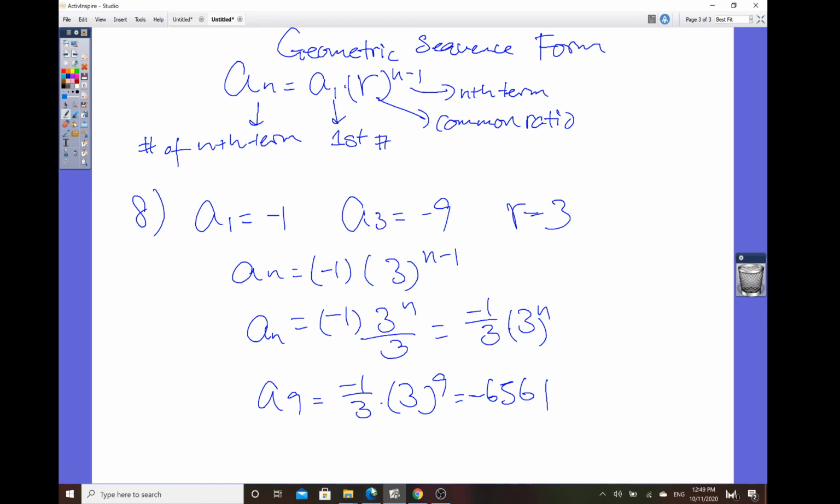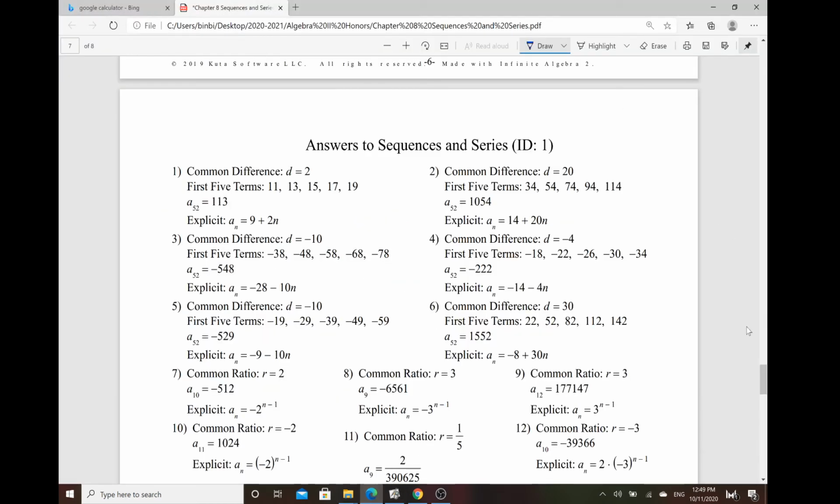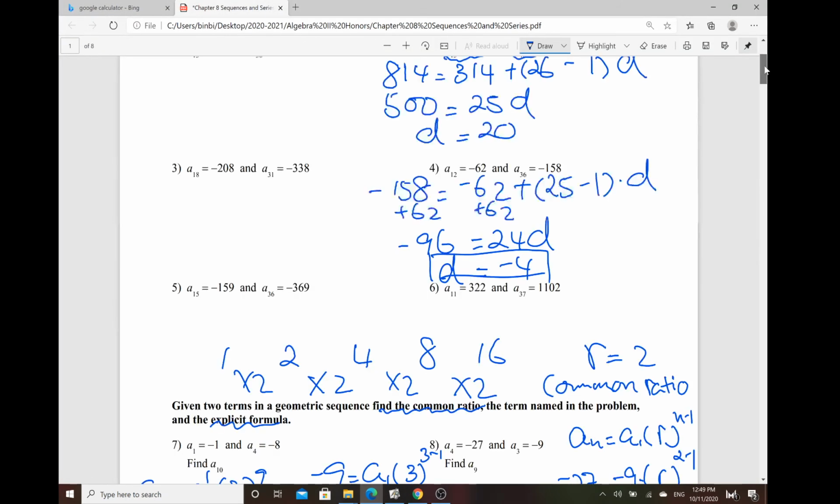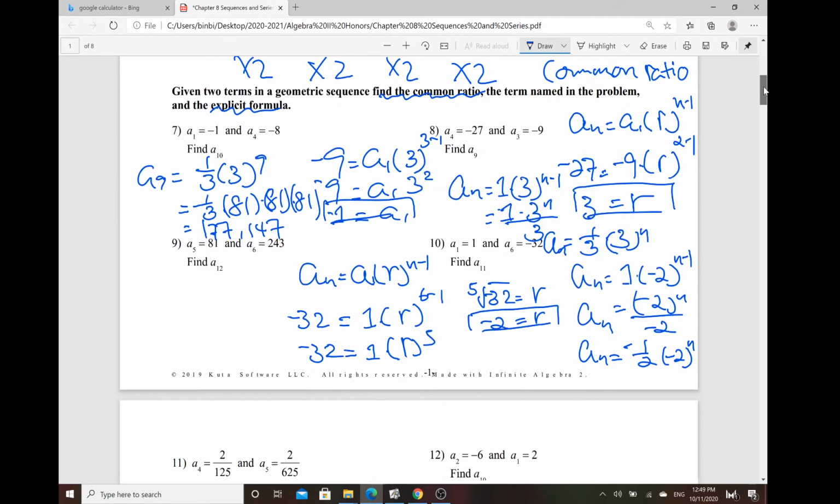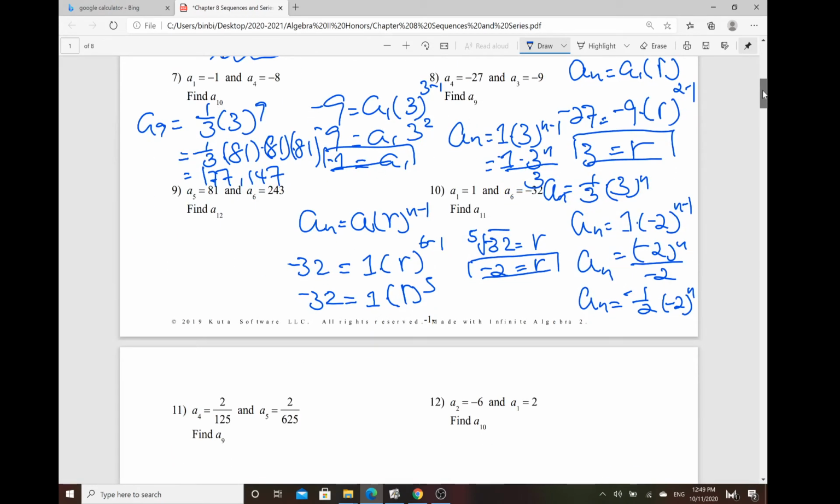And then going back to number 10. Okay, so we found the common ratios. And now we just want to find the explicit formula. We got that already. Okay, and then you want to find a sub 11. So negative 1/2, and then negative 2 to the power of 11.